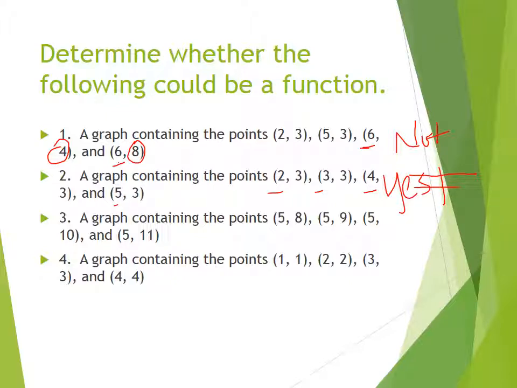Graph containing (5, 8), (5, 9), (5, 10), and (5, 11). That is 4 different y values for the same x value. That would most likely look like a vertical line, and that is not a function. Finally, the last one, (1, 1), (2, 2), (3, 3), and (4, 4). That can be a function because we only have one y value per x value.